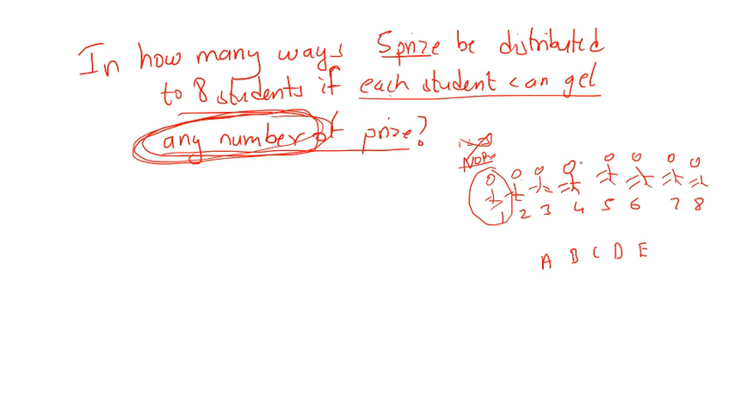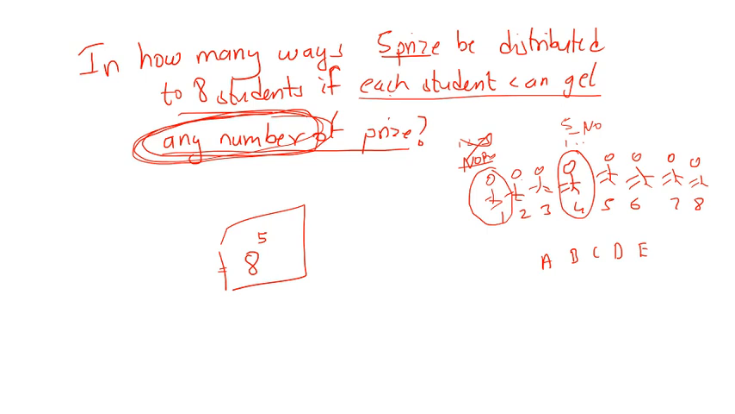That means suppose if I take the fourth candidate here, he may get all the 5 prizes, or he may get no prize, or he may get one, two, or any number of prizes. So that is what this kind of question is. In this kind of question, what you should do: how many students are there? 8 students are there. And how many prizes am I going to distribute? 5 prizes. So 8 to the power of 5 will be the answer.